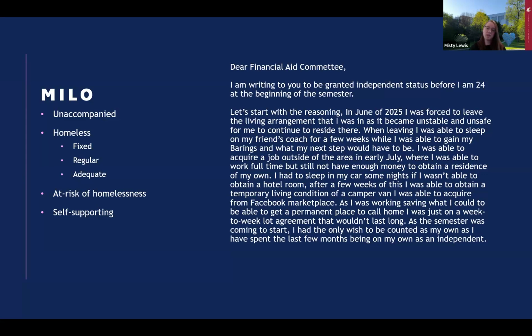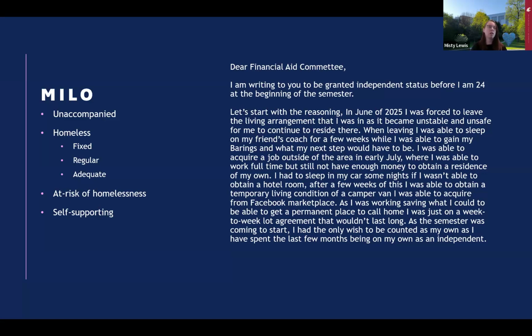As I was working to save what I could to be able to get a permanent place to call home, I was just on a week-to-week lease arrangement that wouldn't last long. As the semester was coming to a start, I only wished to be counted as my own, as I have spent the last few months being on my own as an independent.